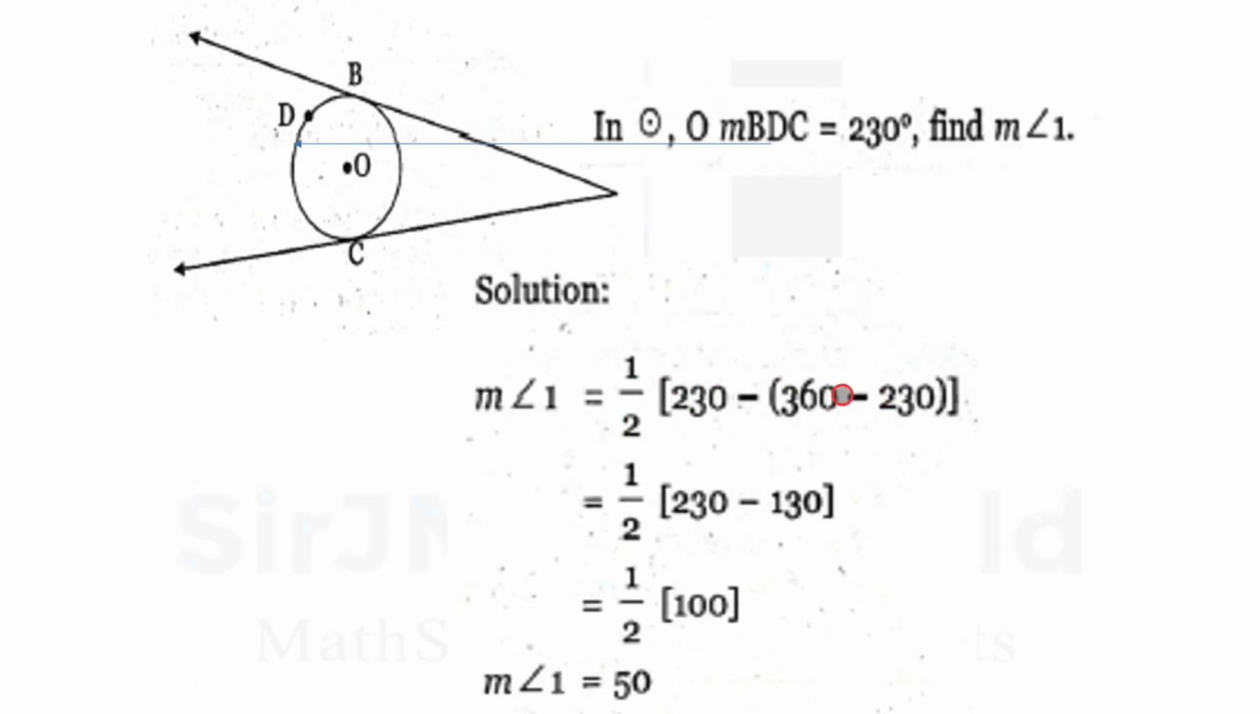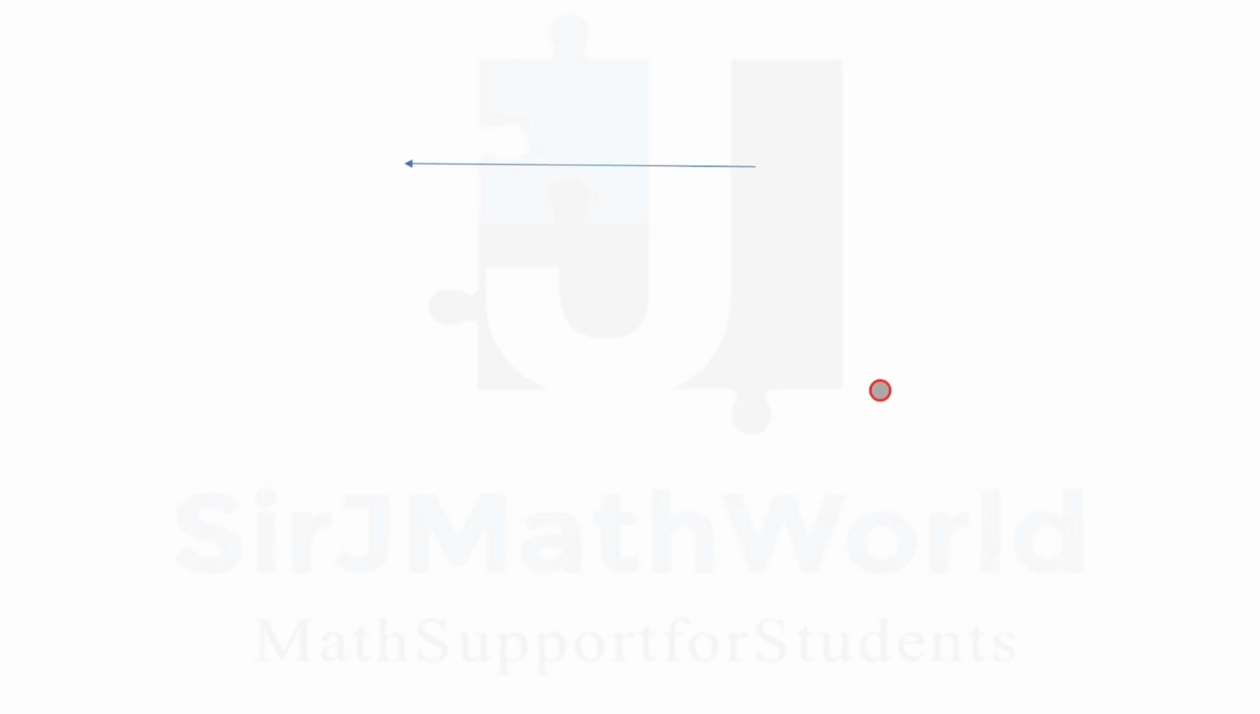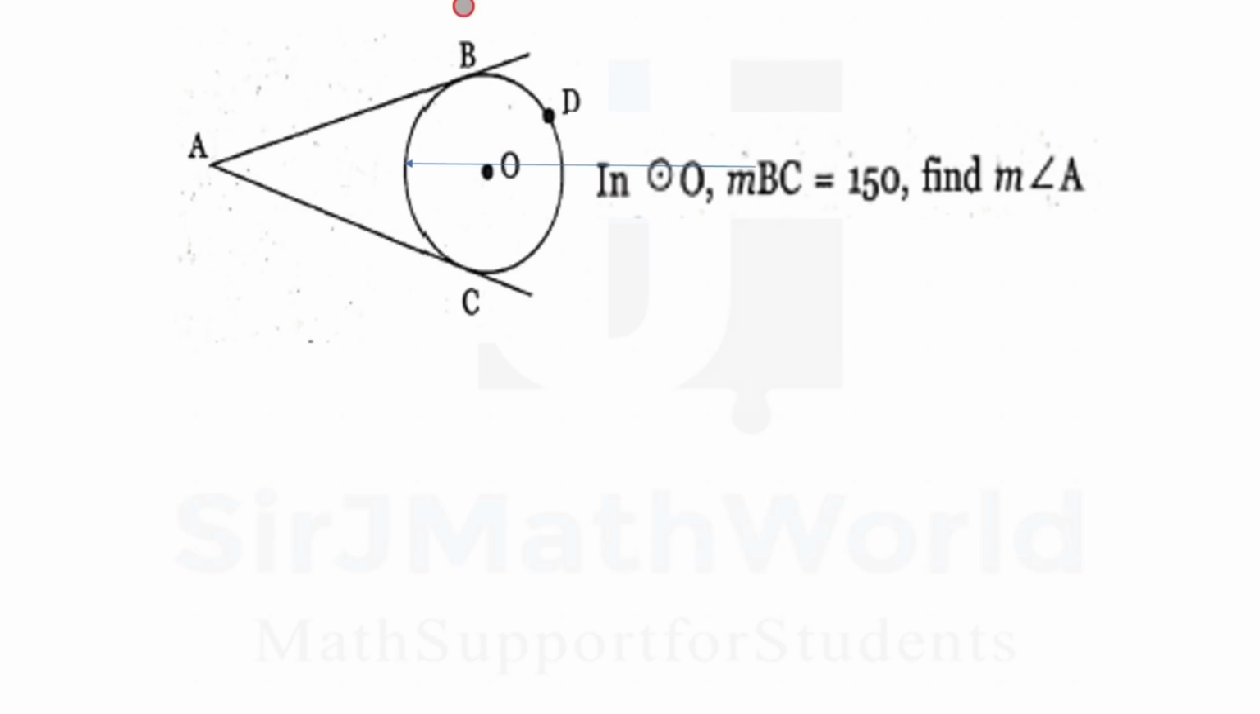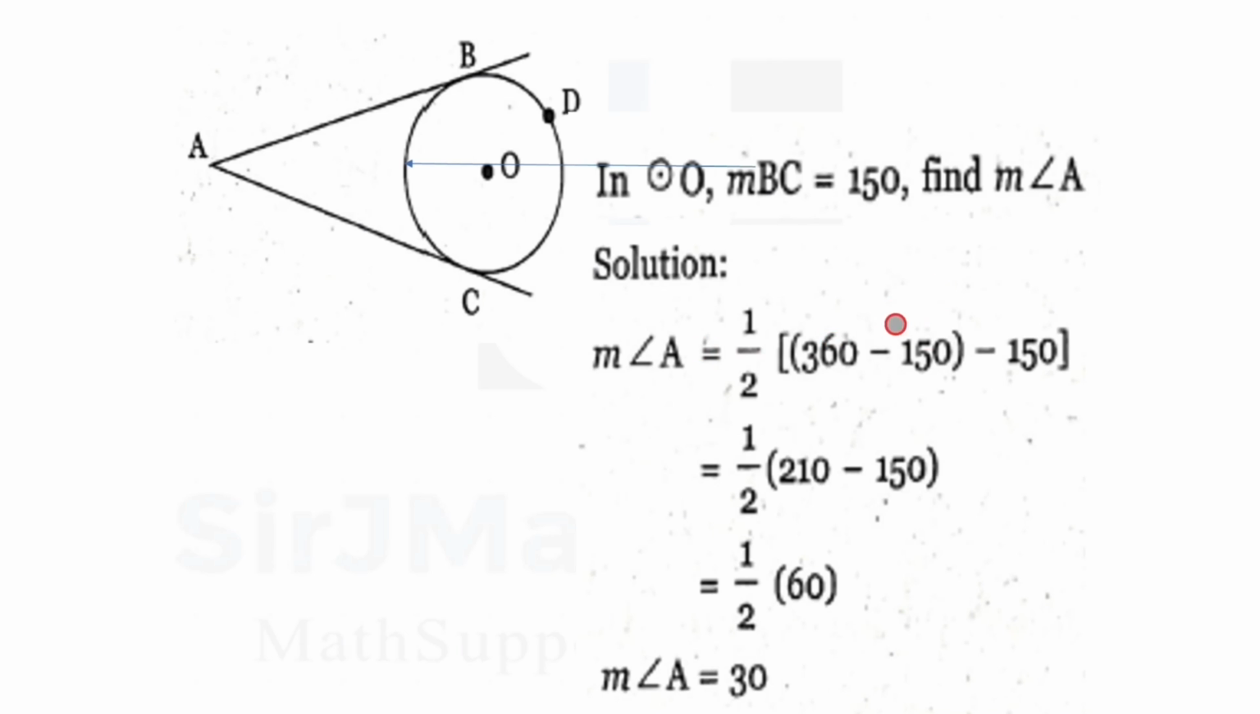So, kaya, ang kulang natin is yung inner. Kaya, meron tayong 360 minus 230. So, ngayon naman is, ang kulang natin is outer. So, ang formula natin is outer minus inner. Yun lagi ang formula natin. So, ang given natin is inner lang, so wala tayong outer. Kaya, 360 minus 150.